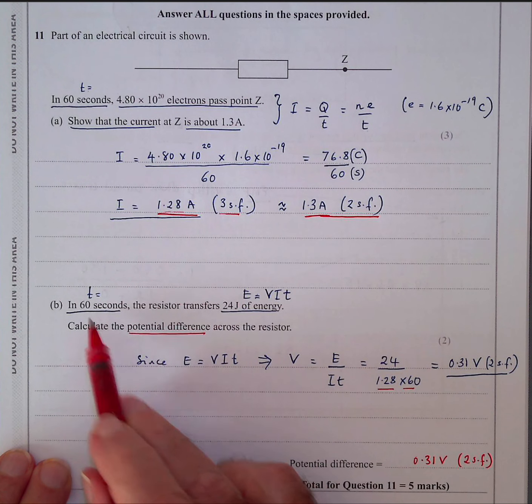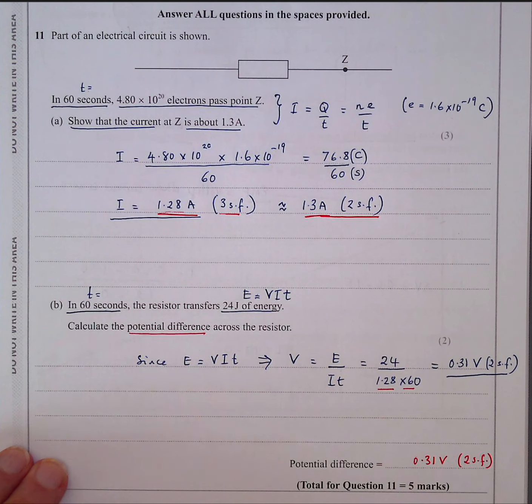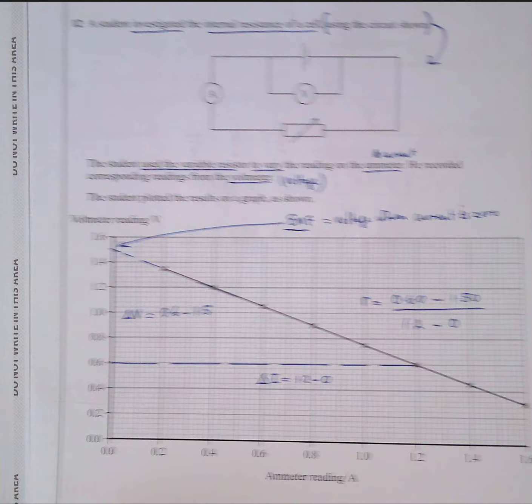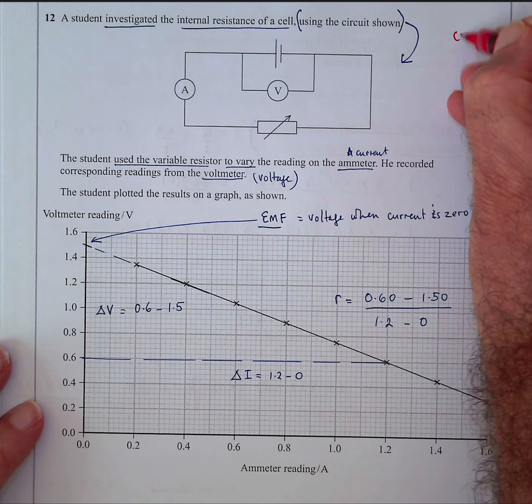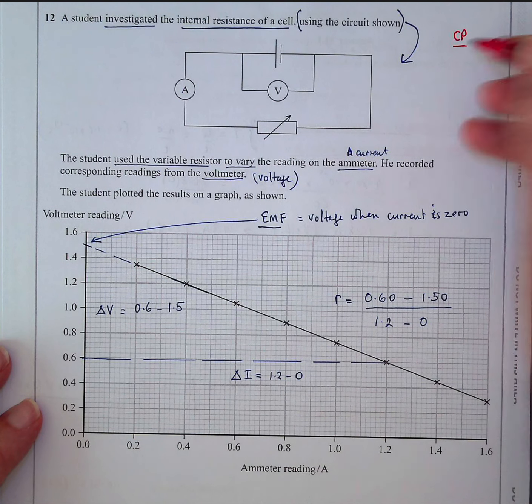Because they've given you two significant figures, more or less. Okay, that's question 11 done. Question 12, investigating the internal resistance of a cell. This is a core practical, so you need to know the details of how to do this.